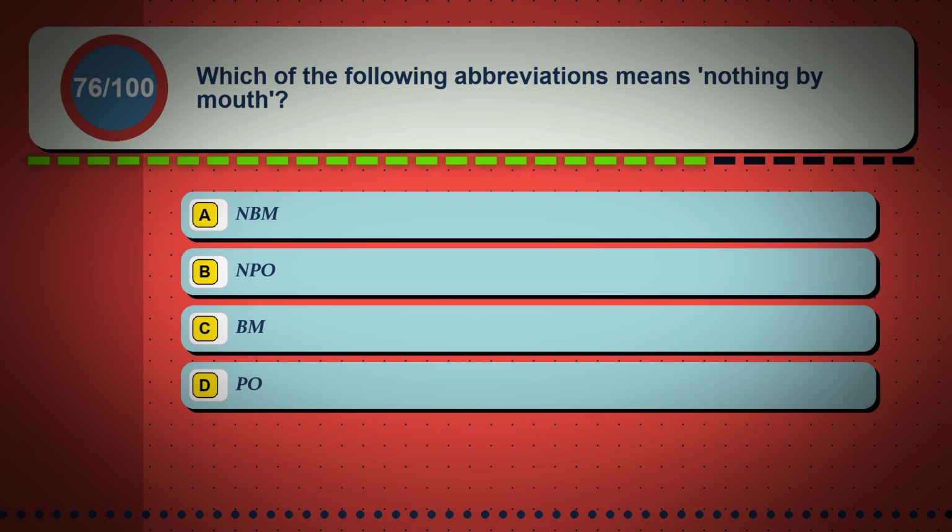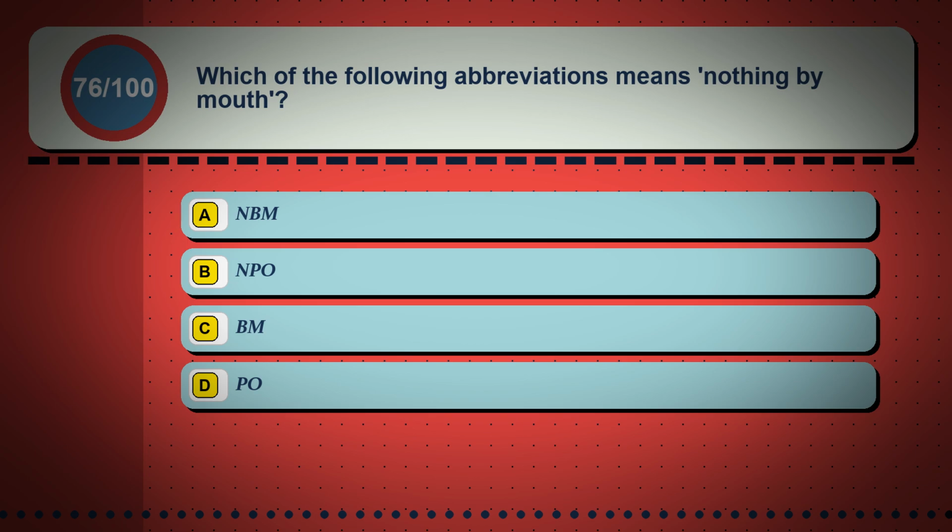Question 76. Which of the following abbreviations means nothing by mouth? Option A. NBM. Option B. NPO. Option C. BM. Option D. PA.